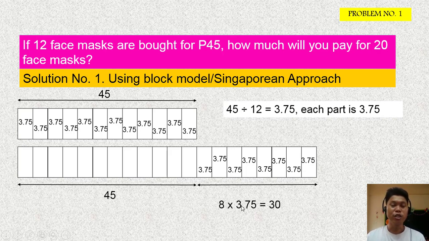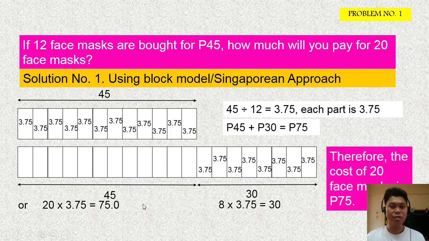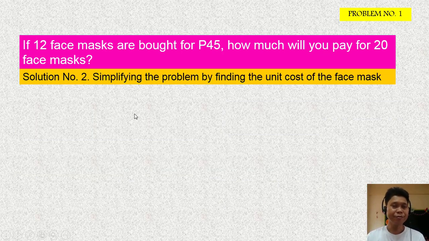So, ibig sabihin, it is 8 times 3.75 kasi 8 yan. Okay? Which is equal to 30. And since it is 30, from here going to here, add mo lang yan. So, 45 pesos plus 30 pesos is equal to 75 pesos. Or, pwede rin, kasi 20 na yan, okay, given dito, 20 times 3.75 is equal to 75.0 or 75 pesos. Therefore, the cost of 20 face masks is 75 pesos. Yun ang solution number 1.